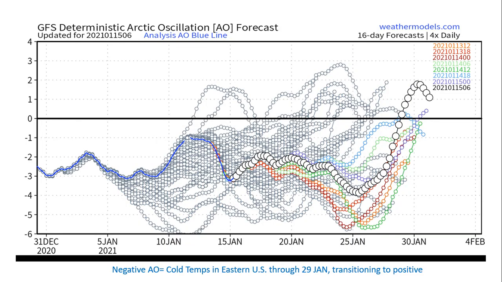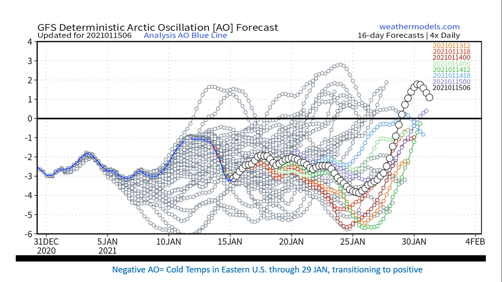Looking at the GFS deterministic AO forecast, the white circular line there, again, negative AO, 15 January today, all the way out until it looks like it's about the 29th of January before it transitions positive.